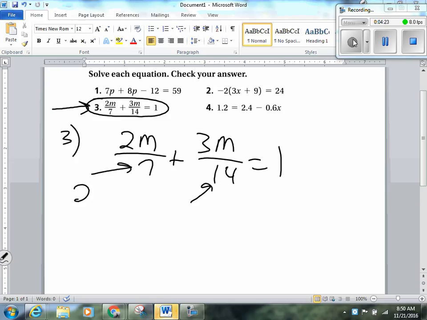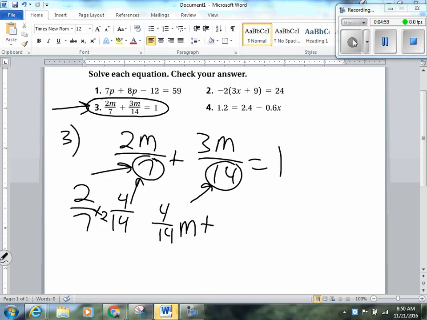So if I have 2 over 7, common denominator is 14, because 7 and 14 are the 2 numbers we're looking at. I can change 2 over 7 to a common denominator of 14. So 7 times 2 gives me 14, so I have to take 2 times 2 to get 4. So now I have 4/14 as my new fraction.